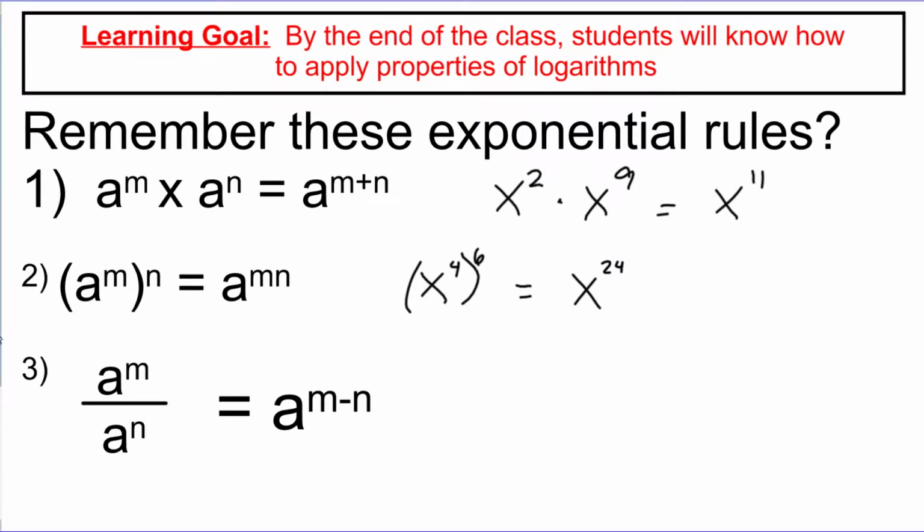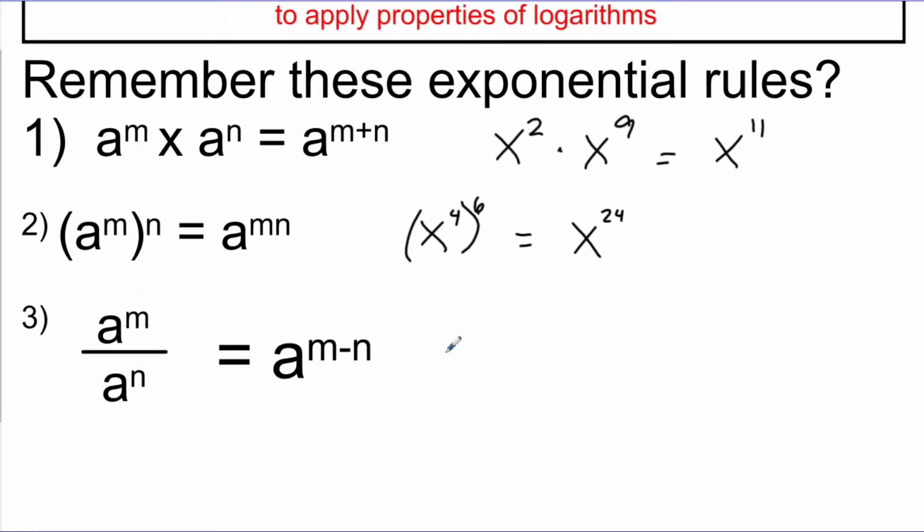Your last one is directly related to your first one. If I'm trying to divide bases that are the same, I can subtract their exponents. So for example, something like x to the 9th over x to the 4th, I can say that's the same as 9 minus 4, which is 5. This is x to the 5th power. So we're really going to look at these three properties again, but how they work when we're talking about logs instead of exponentials.